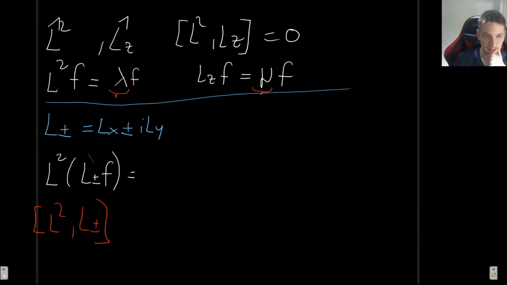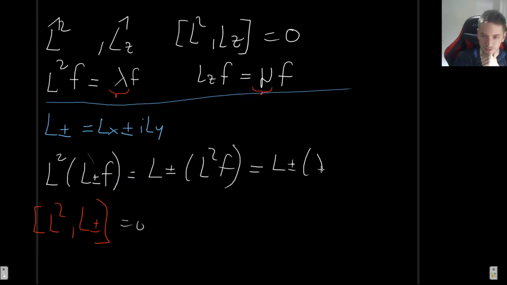And why is that important? That's important because, since it commutes, we can now rewrite this as L plus or minus L squared f. We can reverse the order of these operators because they commute. And we know that f is an eigenfunction of L squared. So when it acts on it, we are going to get the eigenvalue acting on this eigenfunction. And since this is just a constant, we can now factor it out. And we're going to get lambda times L plus or minus f.